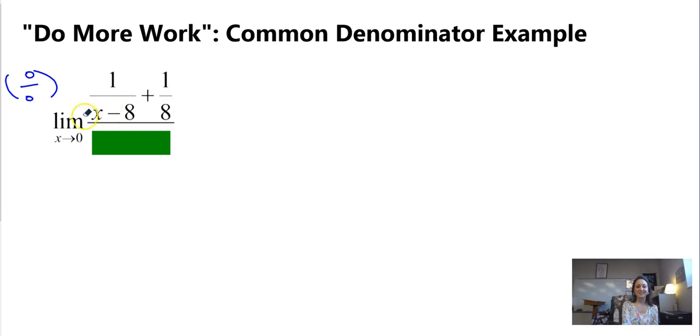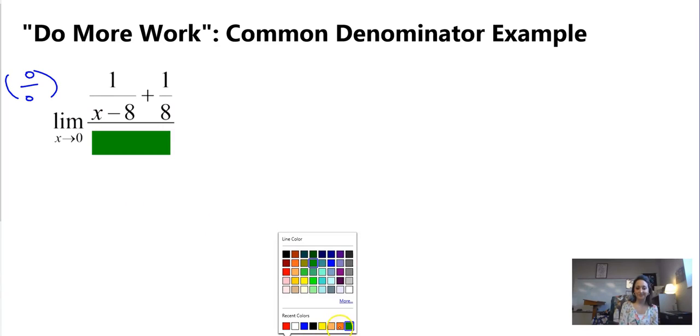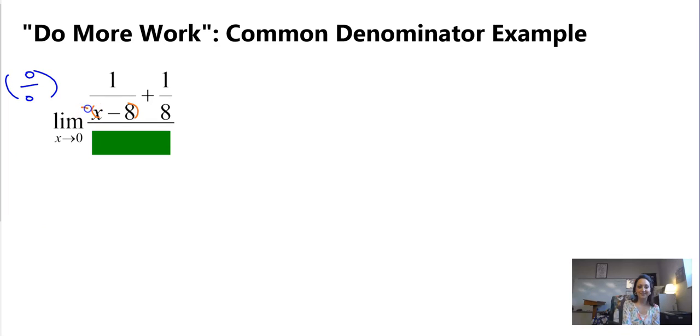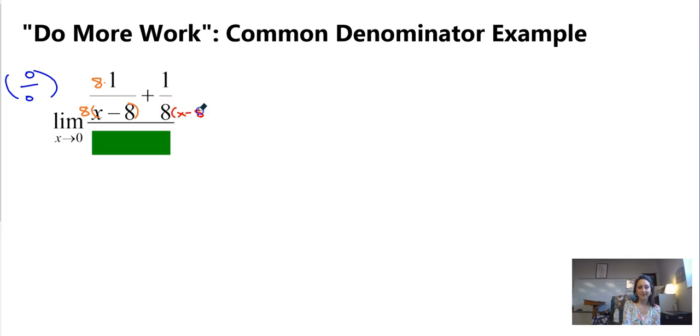All right, so you've got a denominator of x minus 8 and a denominator of 8. Those do not have anything in common, so you will need both factors in your common denominator, okay? So this denominator is missing a factor of 8, so I'm going to multiply the denominator by 8, and what I do to the denominator, I need to do to the numerator. Okay, and then that second fraction is missing the denominator of x minus 8. And again, what I do to the denominator, I've got to do to the numerator.